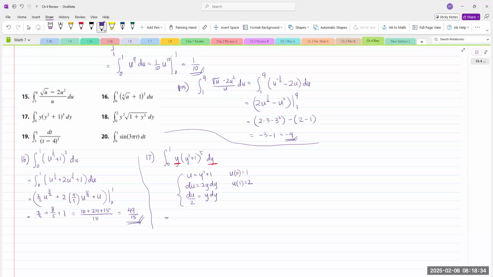So now the integral becomes the integral from 1 to 2 of u to the 5th, and y dy becomes du over 2. So this is 1/2 times 1/6, u to the 6th from 1 to 2. Okay, this is 1 over 12, 2 to the 6 minus 1 to the 6. What is that? 63, reduced by 3, that will be 31 over 4.